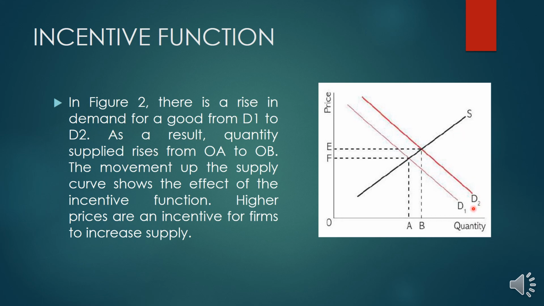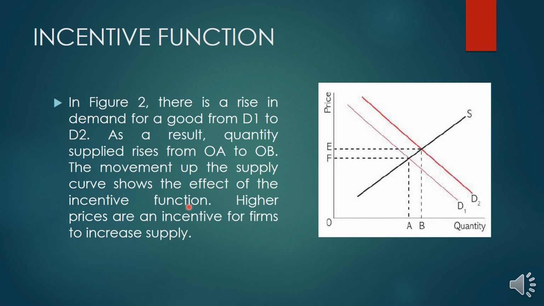You can see that demand for the good is rising from D1 to D2. That may lead to an increase in the price from OF to OE. What will happen? The quantity supplied rises from OA to OB. You can see that quantity supplied is extended. The movement up the supply curve shows the effect of the incentive function.